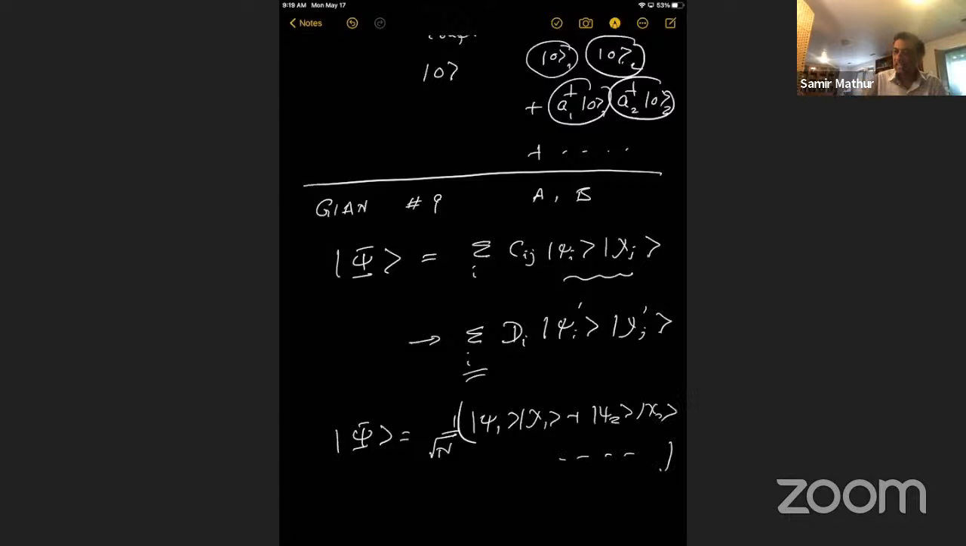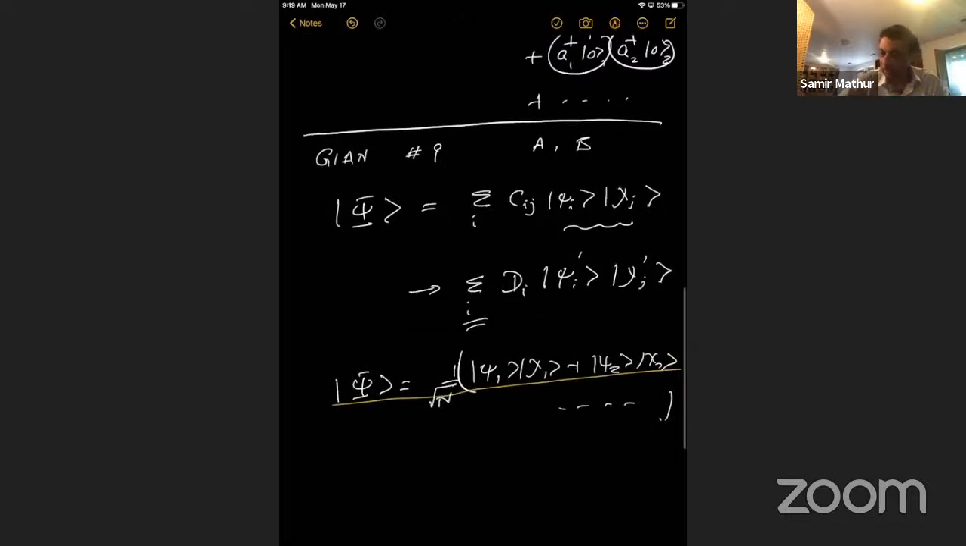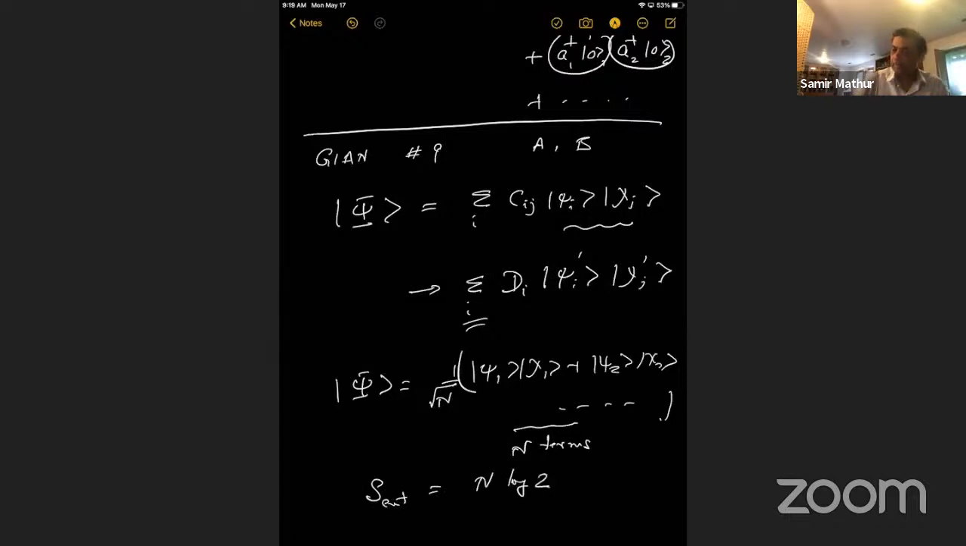So if you had a state psi, which was of the form 1 over root n, and then you had psi 1 times chi 1 plus psi 2 times chi 2 and so on, if you had n states and psi 1 to psi n were orthogonal, chi 1 to chi n were orthogonal, this is the simplest state which you can write. This is what is called a maximally entangled state. There are n terms in this. And the entanglement entropy of that, which we call S sub ent, is log n. If there are n pieces like this, the entanglement entropy is log n.